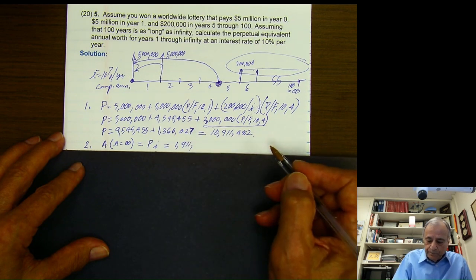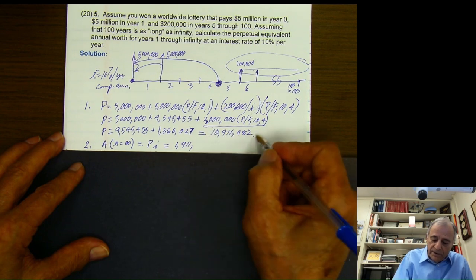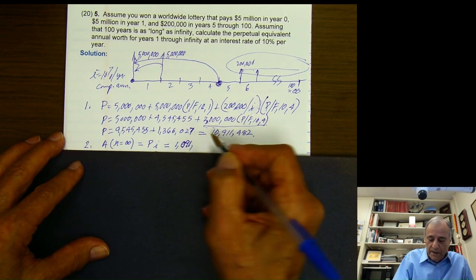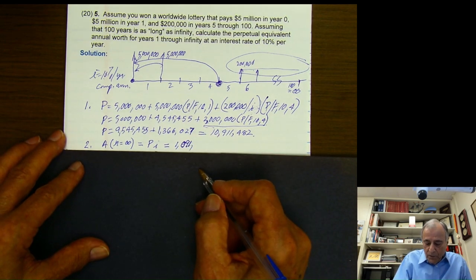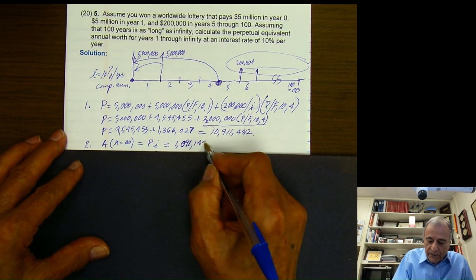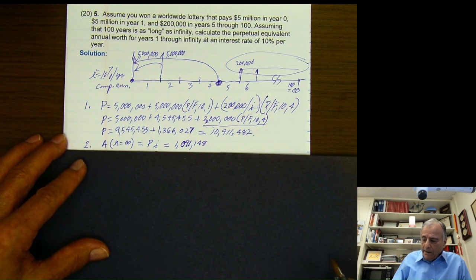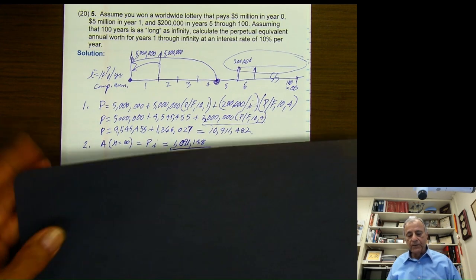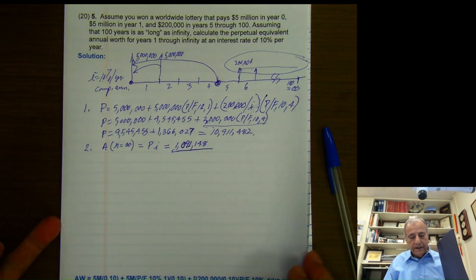1,911,000. I'm sorry, that's not going to be right. I'm just moving the decimal place over. 1,091,148. And that's the final answer for this question, number 5. So the next thing I'm going to do is work problem number 6 for you, and that will end the review for the test.